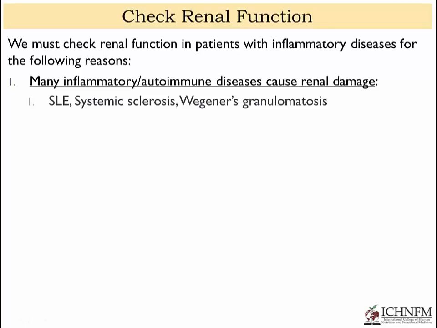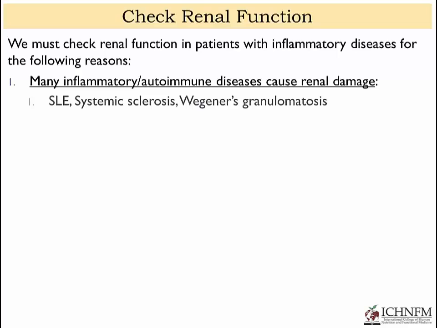So, we must check renal function in patients with inflammatory diseases for the following reasons. Number one, many inflammatory and autoimmune diseases actually cause renal damage. This is very true for patients with lupus, who often develop a subsyndrome, we might call it, called lupus nephritis. In systemic sclerosis, one of the major causes of death is hypertension, including pulmonary hypertension, and often renal failure as well. Wegener's granulomatosis and all of the other vasculitic immune complex mediated diseases often have renal impairment as part of the clinical picture too.